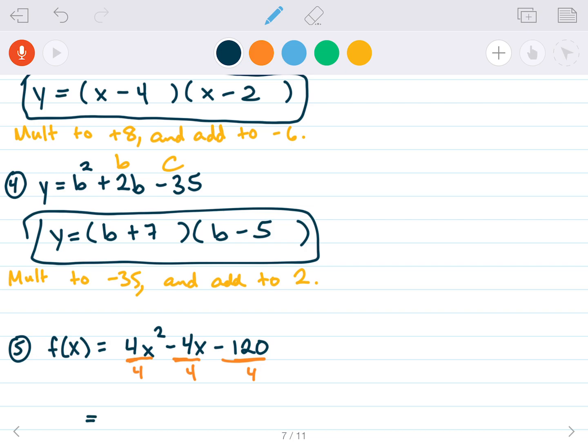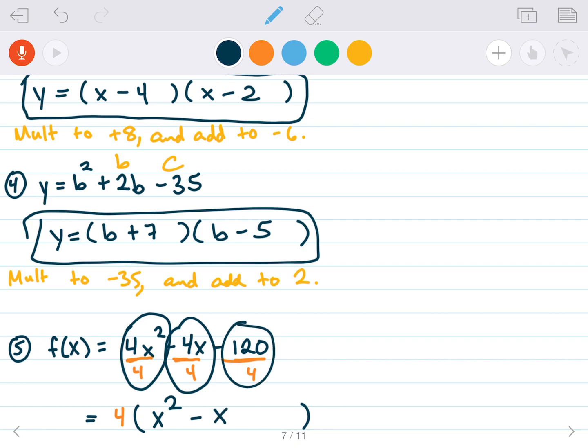So if I pull the 4 out, I'm basically factoring it out, is what they call it. If I pull that 4 out, well, the first one, 4x squared divided by 4 becomes a 1x squared. Negative 4x divided by 4 becomes a negative 1x. And a negative 120 divided by 4 becomes a negative 30.